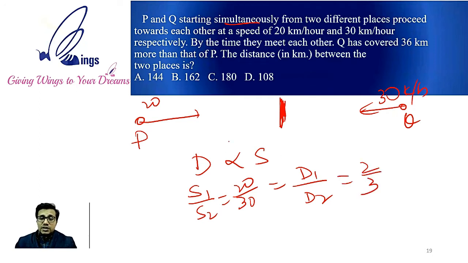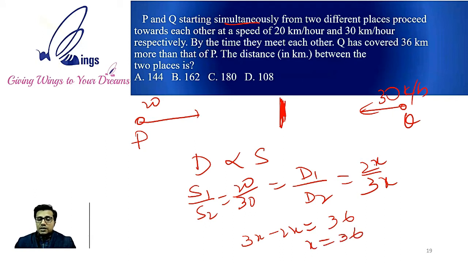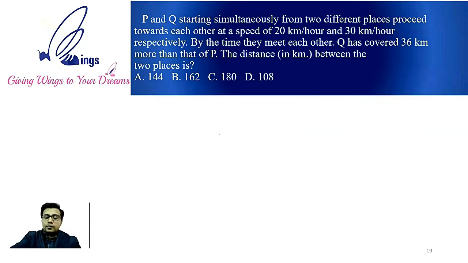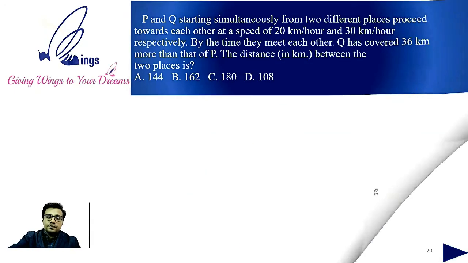But the difference between them is 36 kilometers, correct? So if I take this as 2x and this one as 3x, 3x minus 2x is equal to 36 kilometers. X is 36, that means the first person must have traveled 36 twos are 72 and the second person must have traveled 36 threes are 108 kilometers. So the total distance will be 72 plus 108, that will be 180 kilometers. Let's move on to the next problem.